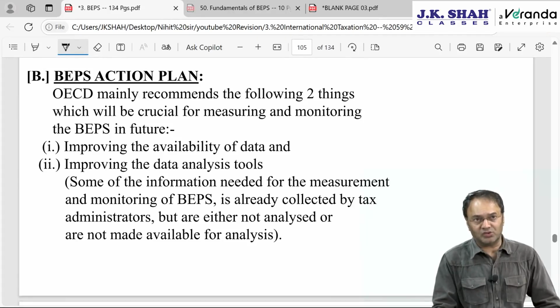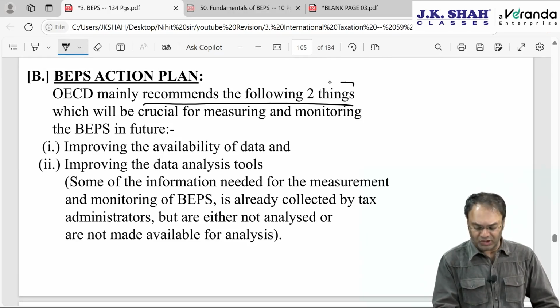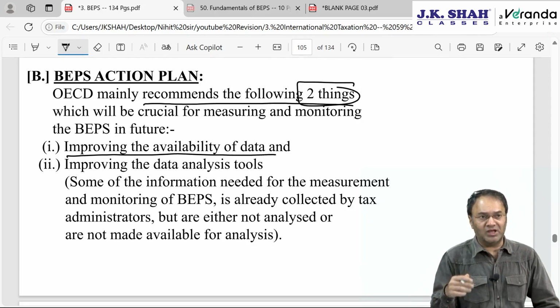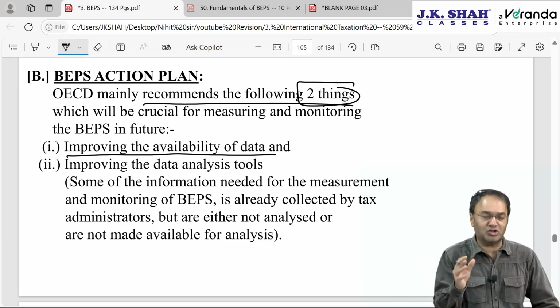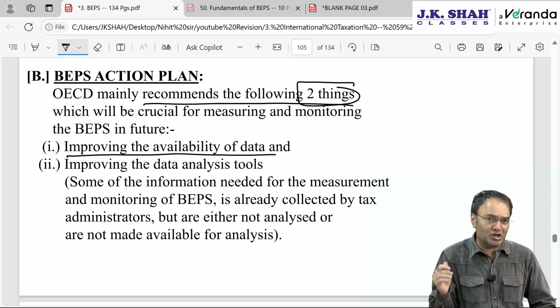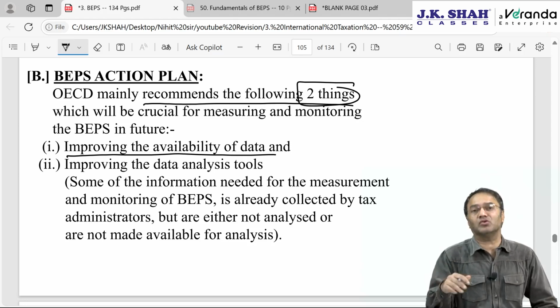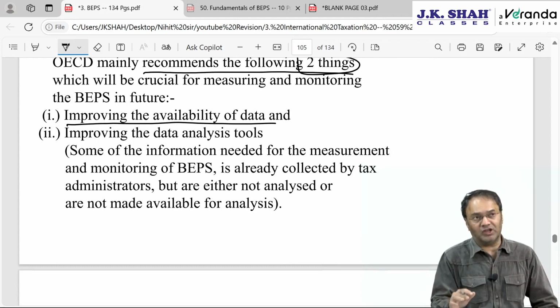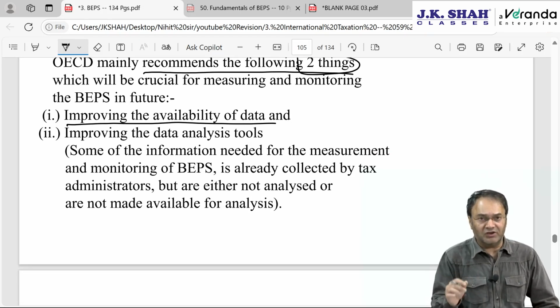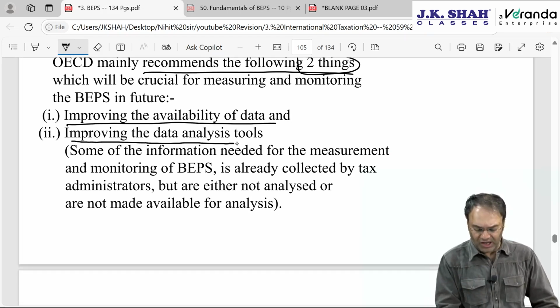BEPS action plan, what is OECD recommending? It recommends mainly two things: improving availability of data. So countries should make it mandatory to disclose more and more data to the people who are resident, or the multinational groups having a parent entity resident in their country. Then those countries should make data disclosure more frequent and more accurate. Detailed information should be demanded, and improving data analysis tools.